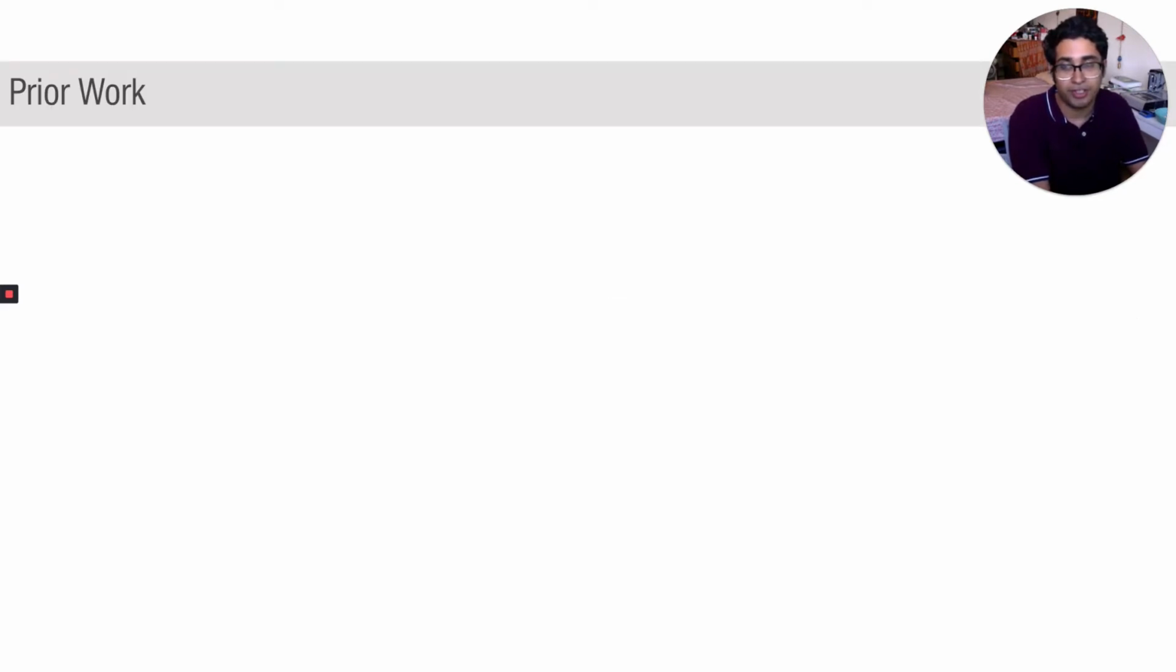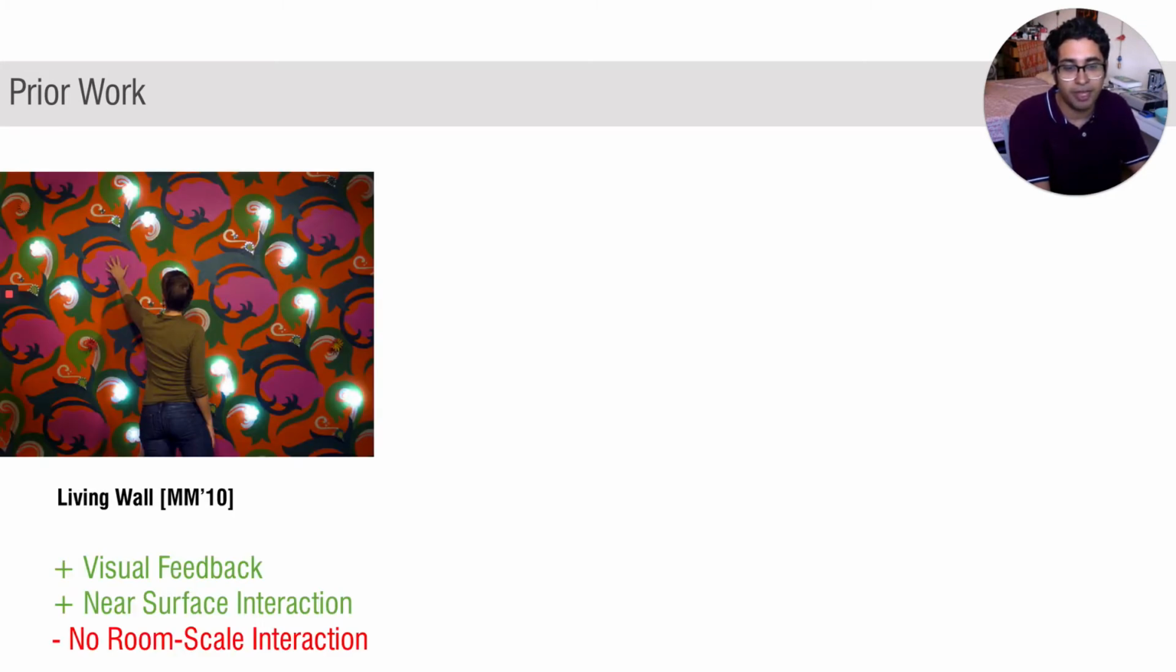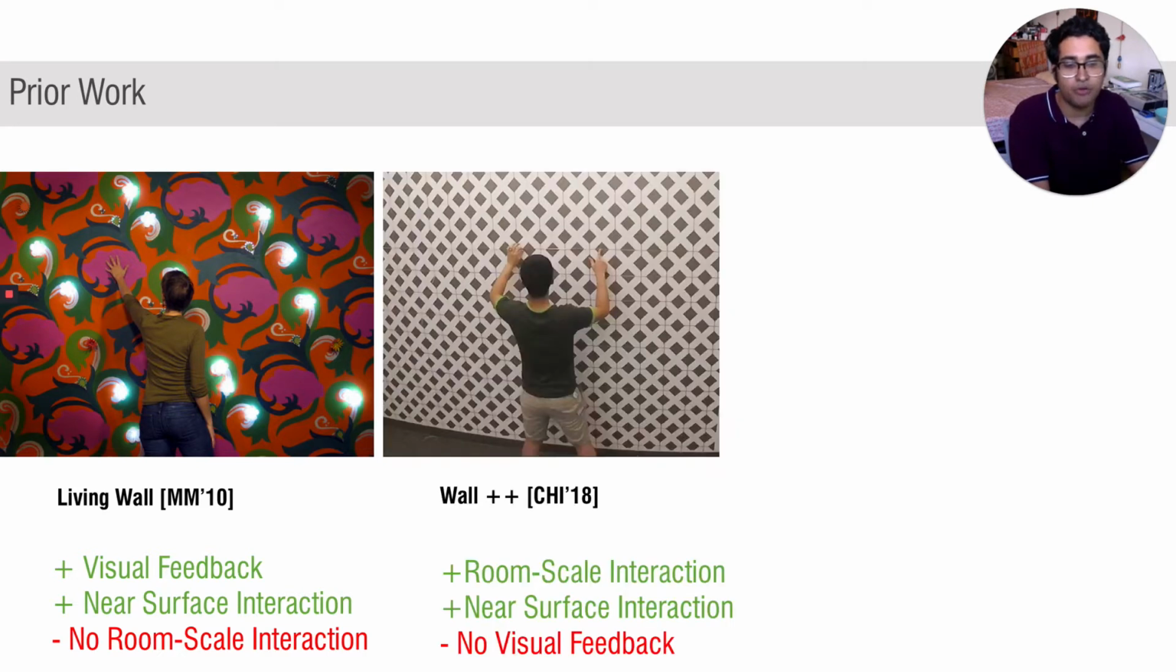In prior work, researchers have looked at fabrication and material-oriented approaches to bring large-scale interactivity. The Living Wall project used paper-based electronics to bring large area interaction and displays at the surface. This technique, however, doesn't enable room-scale interaction. A more recent project, Wall++, looked at painting antennas on walls to track user activity and interaction at room scale. This project missed out on providing visual feedback to the users.